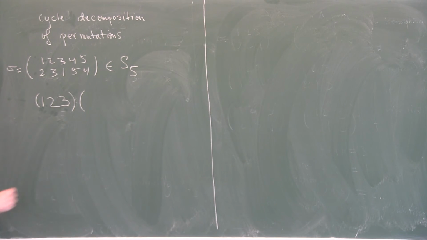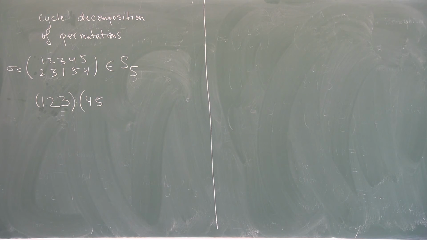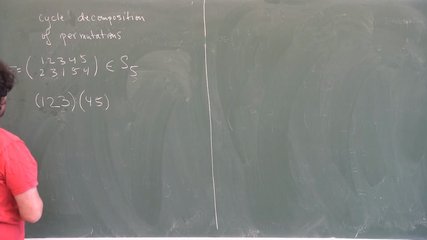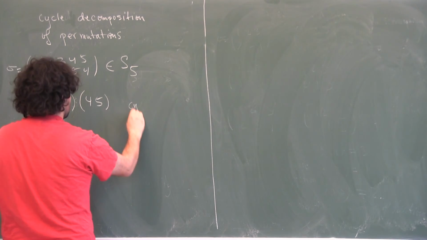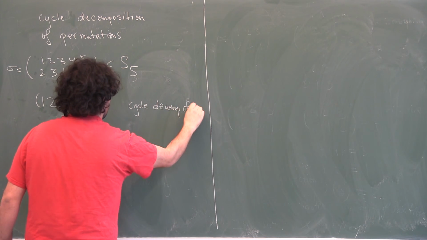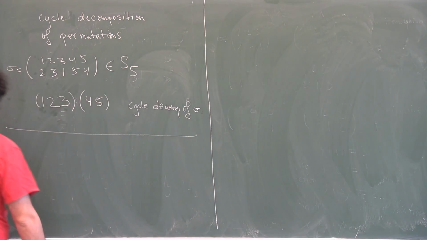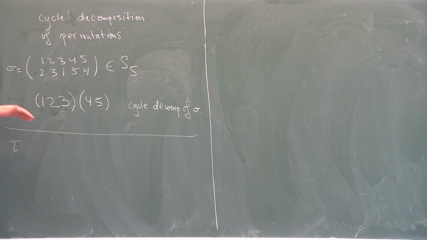So I can take either 4 or 5. It's often a convention to take the smallest one that you haven't dealt with yet. So I put 4 here. Where does 4 map to? It maps to 5. Where does 5 map to? It maps back to 4. So I close again the parentheses. And this is the cycle decomposition of sigma.